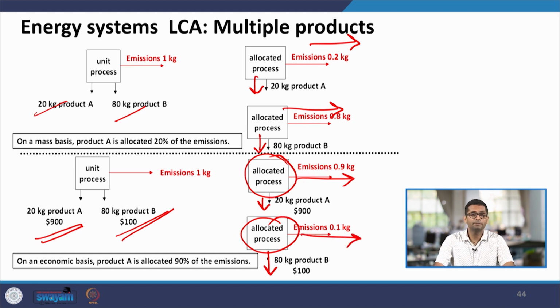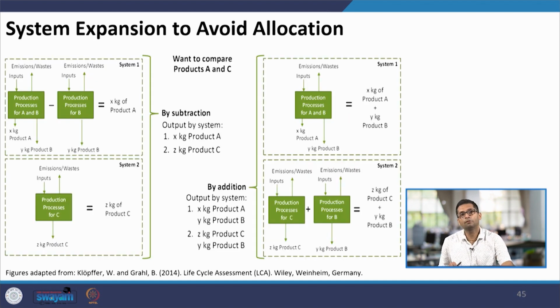So we should always be keeping in mind how the allocation can make a vast amount of difference in which emissions are attributed among the different products. Further, we can also use a system expansion to avoid allocation altogether. So if we want to compare two different processes, one is a process shown on the top, for which we have the products A and B being produced together, and we want to compare this process with another process that produces only C.